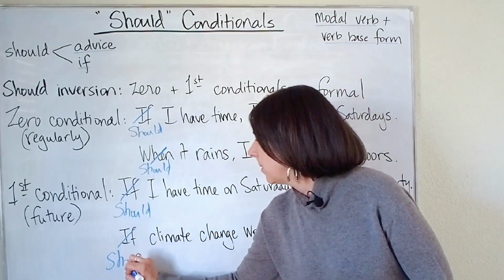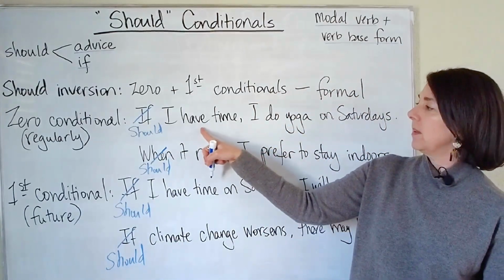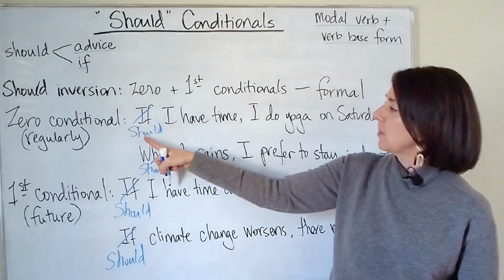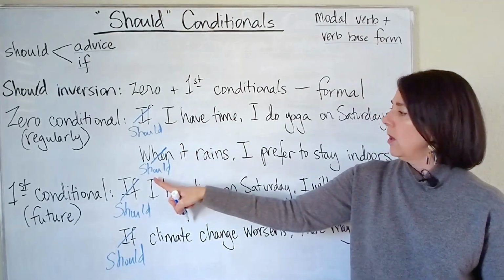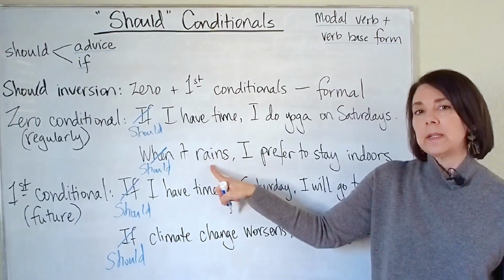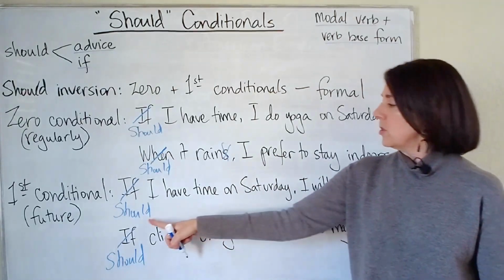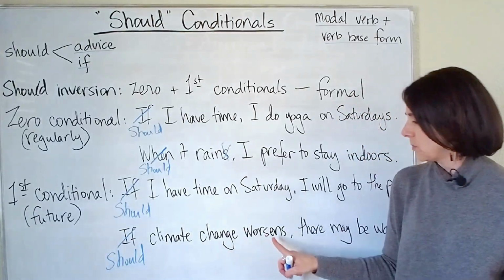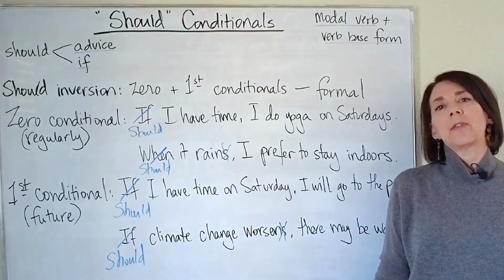And then, because we're using the modal verb, we have to double check the main verb to make sure that it's in the base form. So let's double check. Should I have time? Okay, that's okay. Should it rains? Okay, now we have to make a change. This verb needs to be in the base form, so we're going to take out that S. Should it rain? Okay. And should climate change worsens? We need to change this to the base form, so let's take out that S.